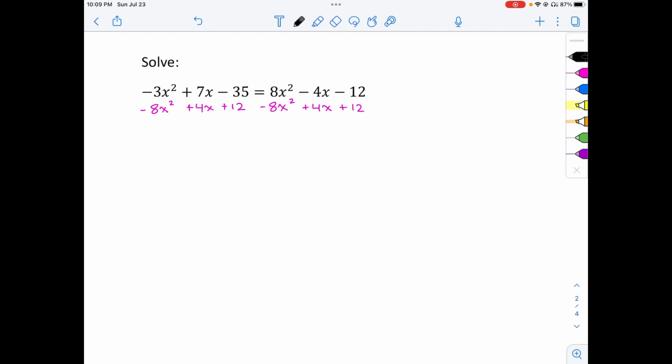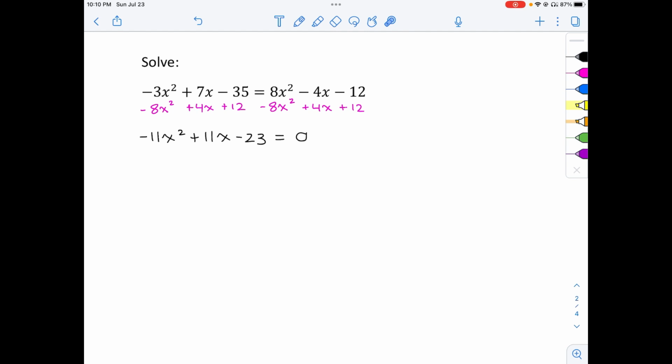So I've got -3x squared minus 8x squared gives me -11x squared. 7 plus 4 is also 11x. And then I've got -35 plus 12 gives me -23. And this is now just equal to 0. Okay, so this actually was almost factorable here, but I've got, that's 23, so it's fine.